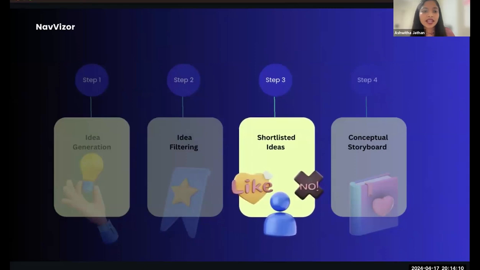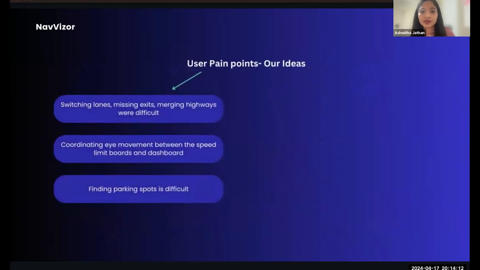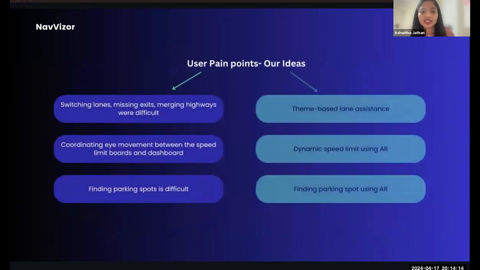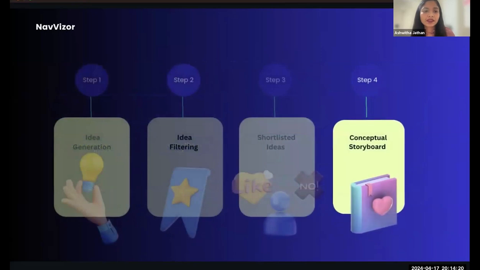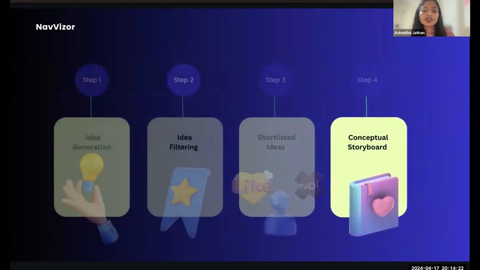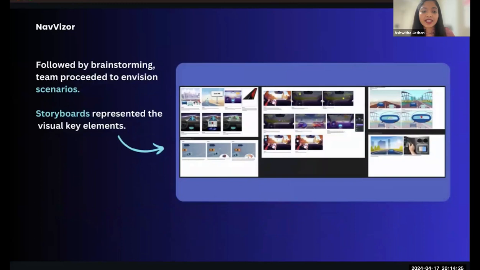Next, our shortlisted ideas were segregated as per user pain points. For example, users found it difficult to switch lanes, merge onto highways, and so on. Lastly, for all these ideas, our team generated storyboards, which helped in clarifying the vision and identifying the potential challenges.